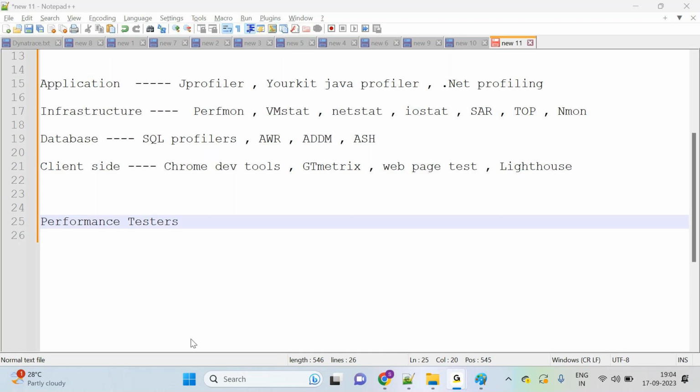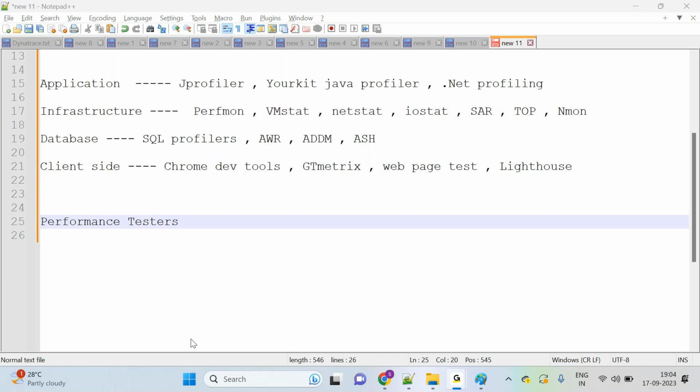Are you able to understand? Yes, got it. What I understood, let me explain. If I am wrong, please correct me. Without an APM tool, we can monitor individually, the app server or the DB server. With an APM tool, we can monitor together, right? Correct, that's what you're telling, right? Yeah, yeah.